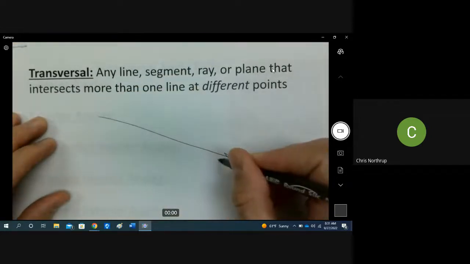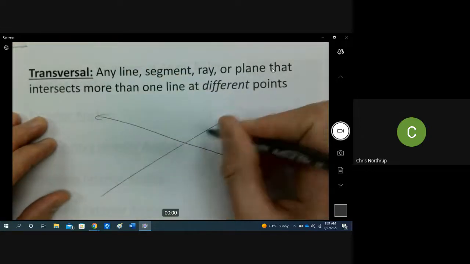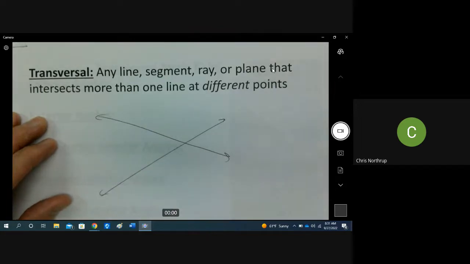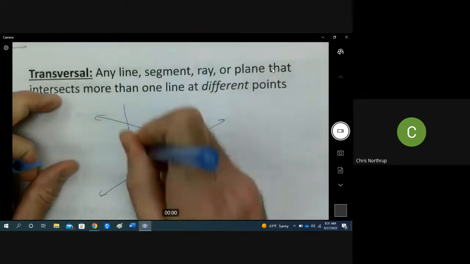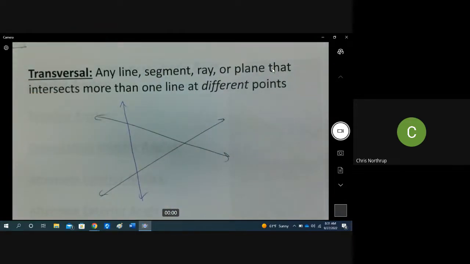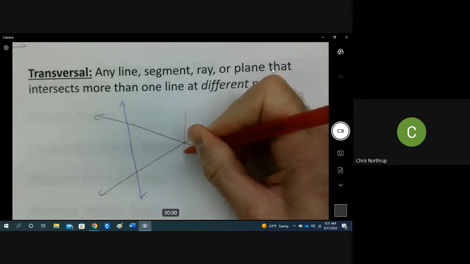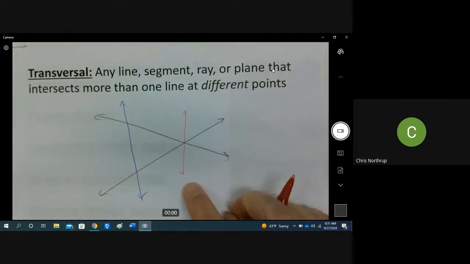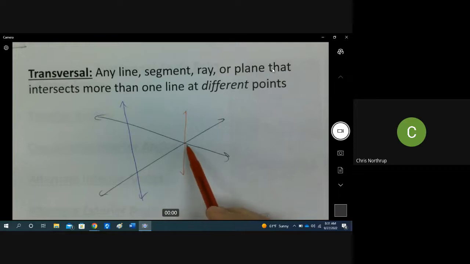So for example, suppose I have these two lines here, and I draw this blue line that passes through those other two. That blue line would be what we call a transversal. Now, if I was to draw this red line where those two lines meet, this is not a transversal. A transversal has to cut your two lines at two separate points. If it cuts at the same point, we would not call it a transversal.